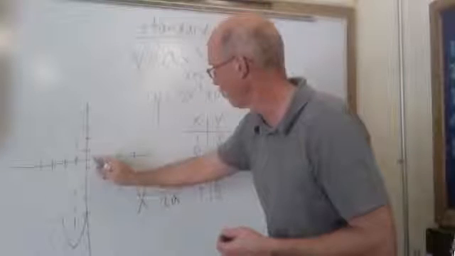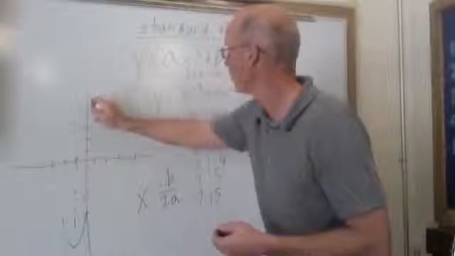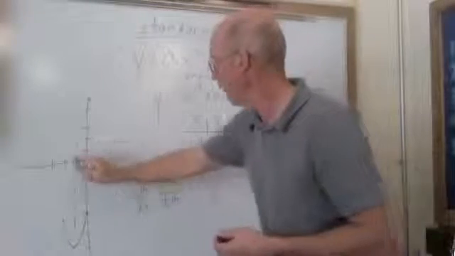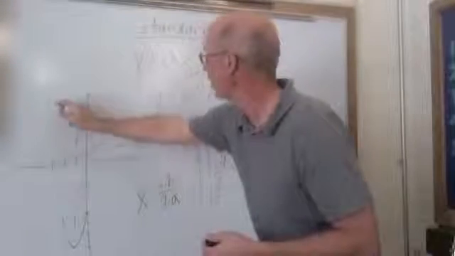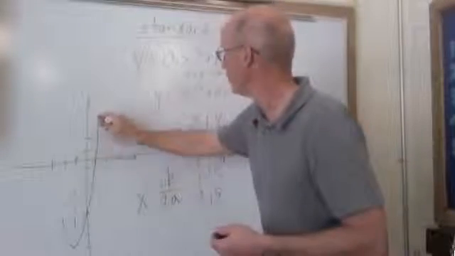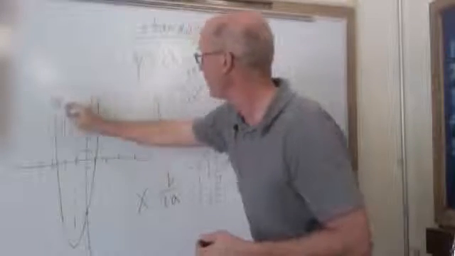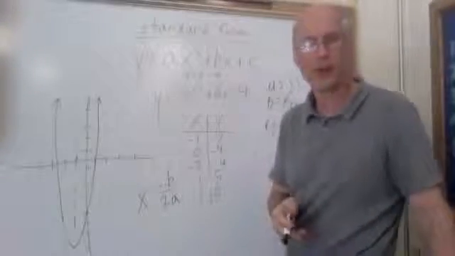So I go over 1 and up 5. 1, 2, 3, 4, about right here. And when I do the same thing on the other side, I'll go up about the same amount. And so do you see it? Now I can draw the rest of, or at least the next part of my parabola. And then I'm just going to put arrows on it, because that's enough. You don't need to draw more than that.